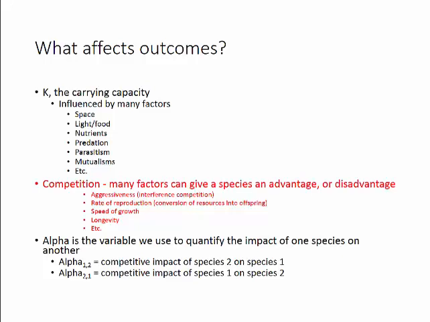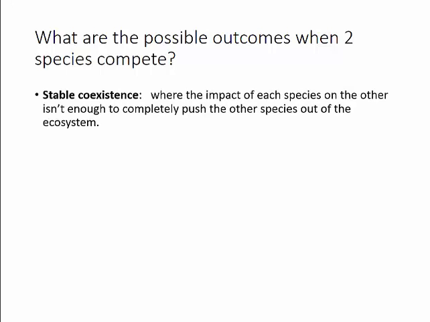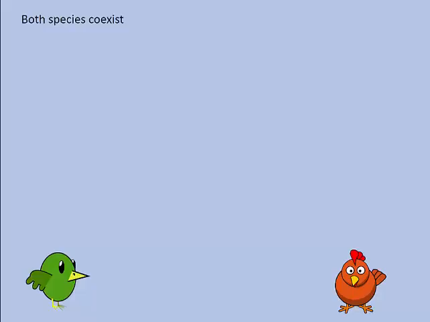Okay, let's review the three possible outcomes when two species compete over resources. The first is stable coexistence, where the impact of each species on the other isn't enough to completely push the other species out of the ecosystem. Let's start with an ecosystem where there's one greenfinch and one chicken. Both populations are well below their carrying capacity, so they're going to grow.